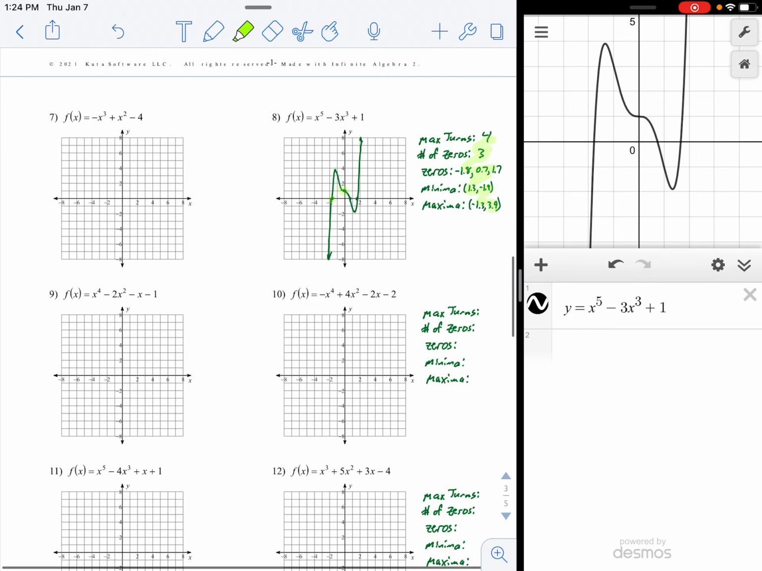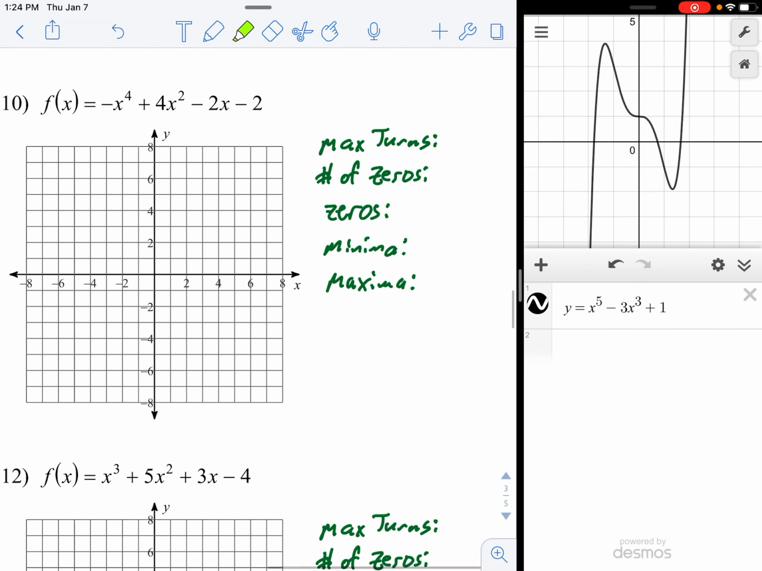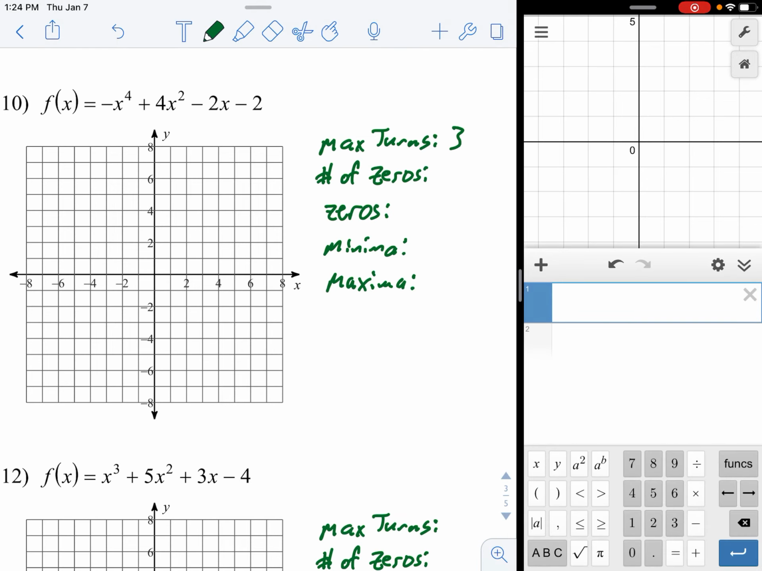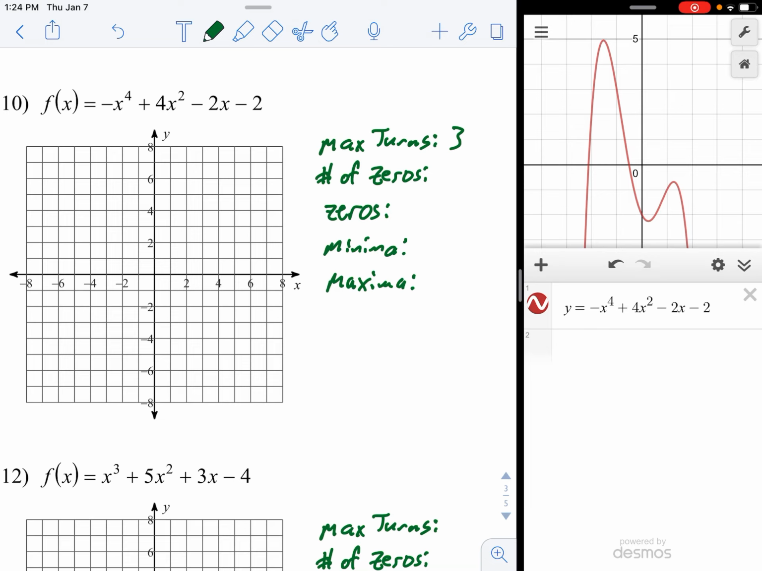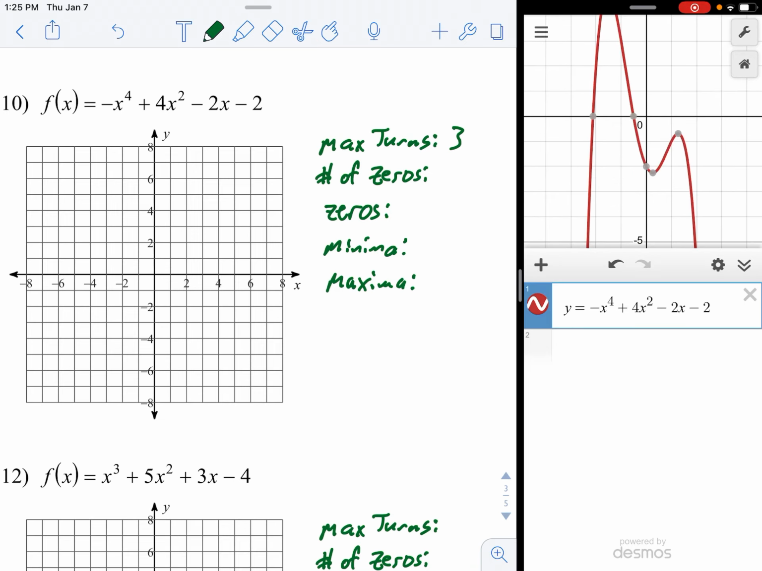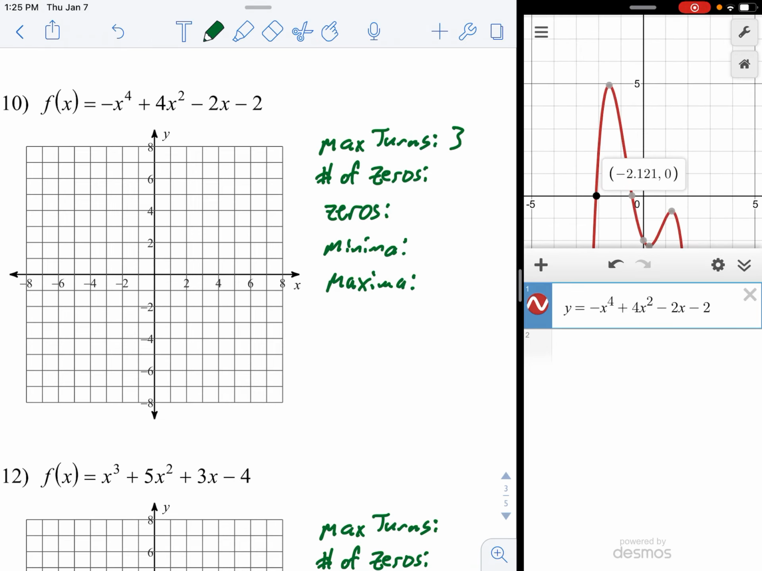Okay, number 10. So fourth power means there's a maximum of 3 turns. Let's actually graph it and see what happens. Y equals negative x raised to the fourth plus 4x to the second minus 2x minus 2. And we do have 3 turns. It goes up, well done. It goes up, it turns and goes down, it turns and goes up, it turns and goes down.